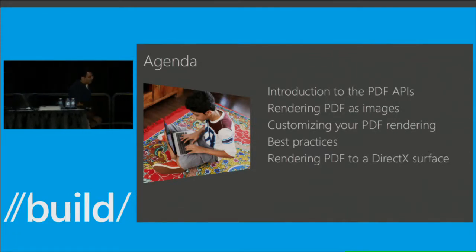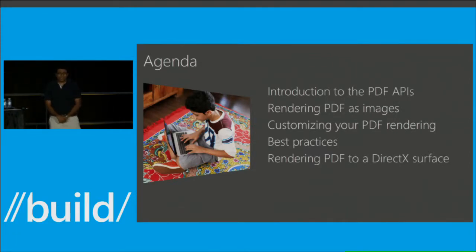Here's the agenda for the session. We'll start off by talking about what these APIs can do for us and get some flavor about the engine that drives these APIs. We'll then walk through sample code that shows how you can use these APIs to render PDF content in your store application. Specifically, we'll render the first page of a PDF document in a store app.